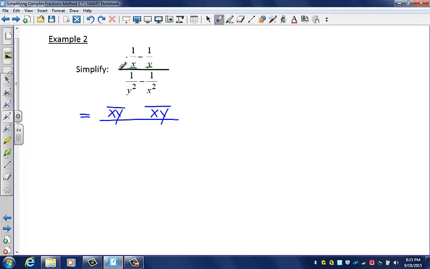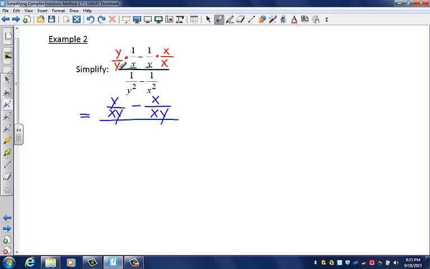So I'm going to take my first fraction times y, because that's the factor that's missing, which y times 1 is y in the numerator. And my second one, I'm going to multiply by x, because that denominator is missing the factor of x. So that leaves me with 1 times x is x in the numerator. So I've got a common denominator for those two fractions.